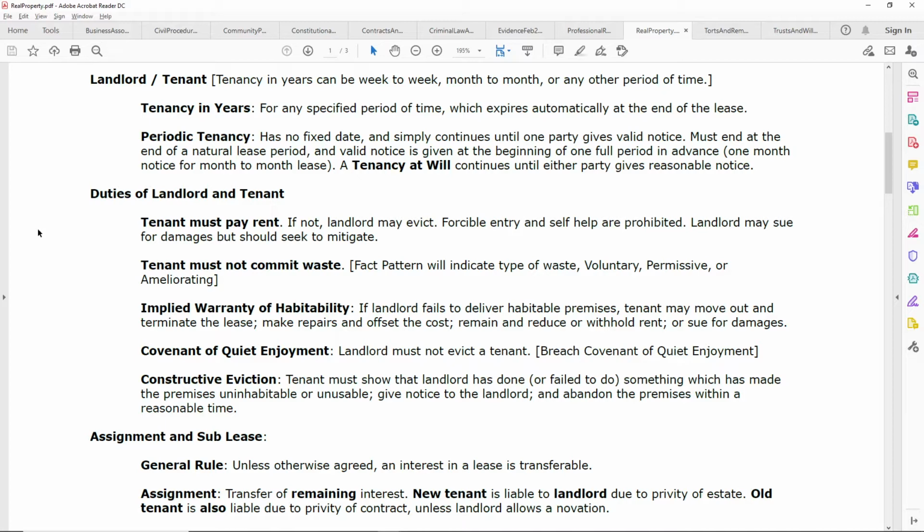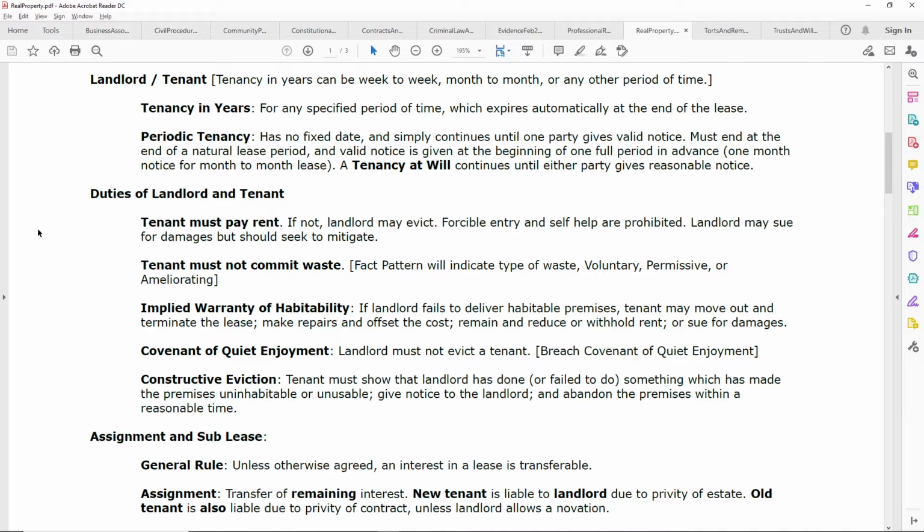Duties of landlord and tenant. Tenant must pay rent. If not, landlord may evict. Forcible entry and self-help are prohibited. Landlord may sue for damages, but should seek to mitigate. Tenant must not commit waste. Fact pattern will indicate what type of waste: voluntary, permissive, or ameliorating.